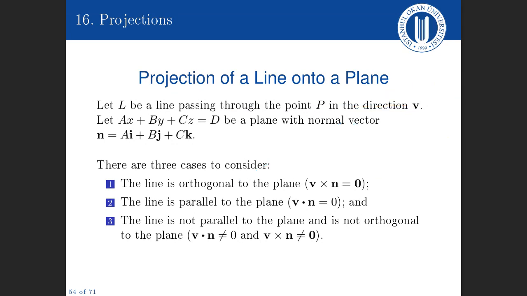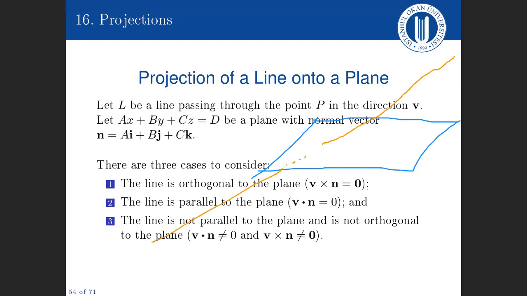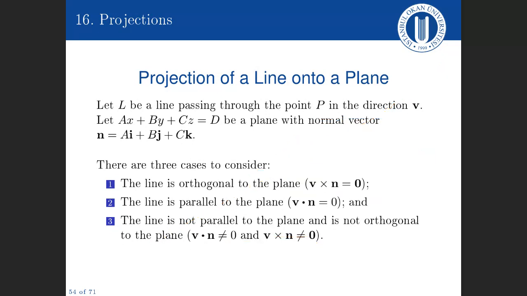And then the third case to consider is the case when the line is not parallel to the plane and it's not orthogonal to the plane. So in other words, if we have something like this, we have a line passing through a plane and the angle between the line and the plane is not 90 degrees. We know we're in this situation if v dot n is not the number 0 and v cross n is not the 0 vector.